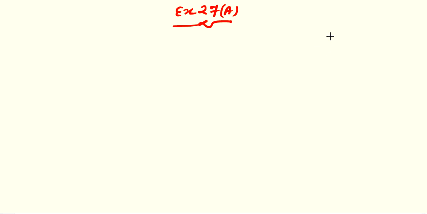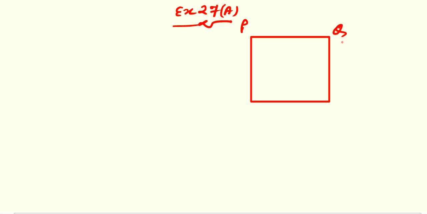For this question, draw a rough diagram, a rough quadrilateral. Like this you can draw P, Q, R, S. Now in question number 2, it is given that two angles of the quadrilateral are 68 and 76. So you can take any two as 68 and 76.